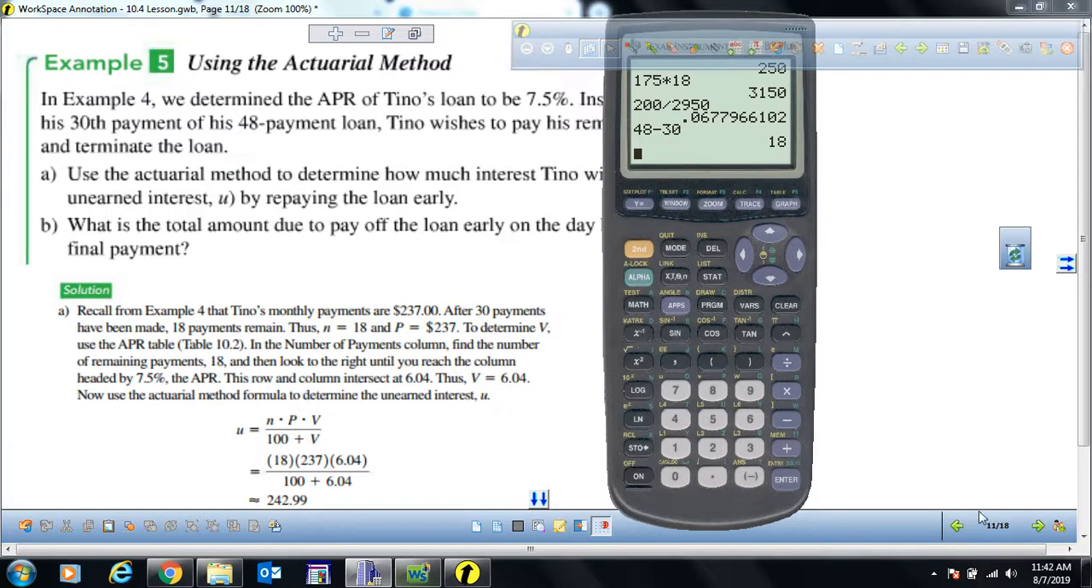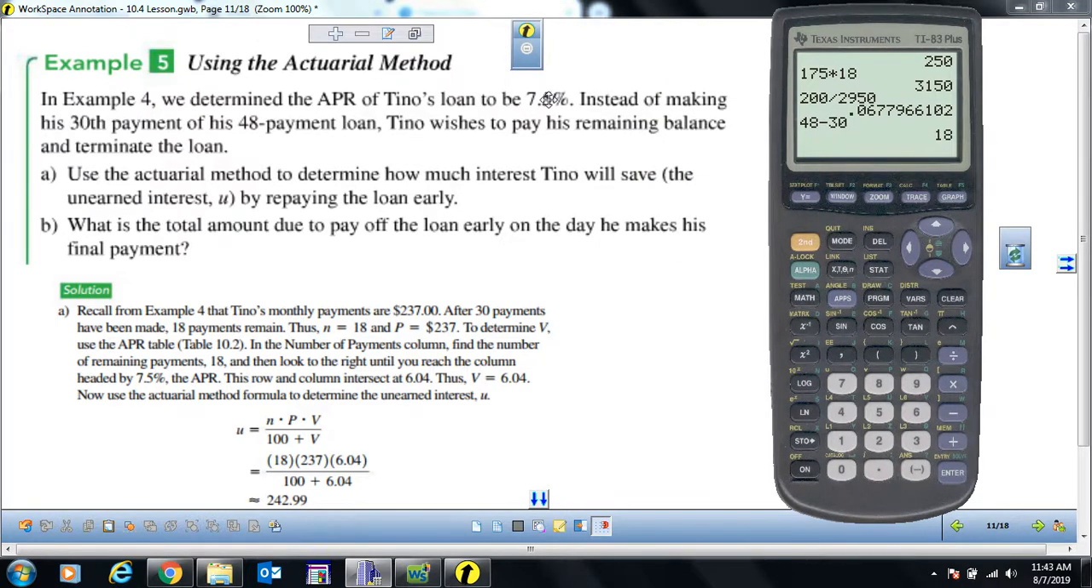Then the P is supposed to be the monthly payment, 237. The V is the APR, but you're going to use a table to figure that out. So you need to know the number of payments, but not the total number of payments in this case. Remember that V represents the APR, but using the number of payments that are remaining. So you're going to use 18 payments on the table. That's what you're going to look for, not 48, not 30, but the 18, together with the 7.5 interest that you were given, that we found out from the previous part of this problem.